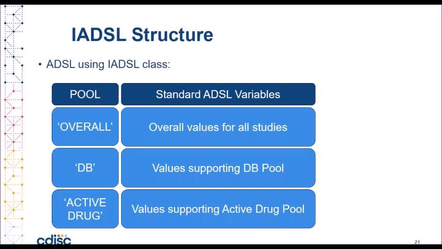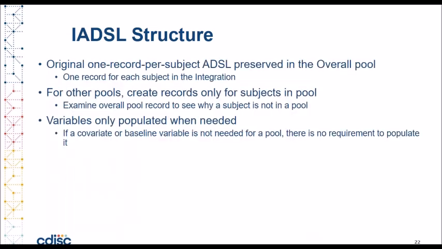And the overall gives us this nice feature where if you subset to overall, you're back to 1 record per subject. So boom, you can have your 1 record per subject that everybody's very comfortable with. It just doesn't have all of the detail that you need for those individual pools. All that detail is in those additional records that you're going to need for all those other analyses as well.